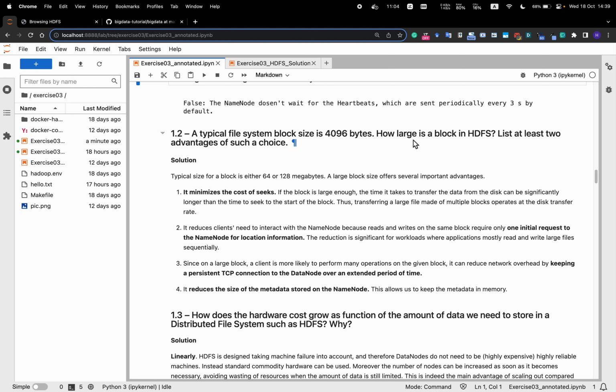First, it minimizes the cost of seek, because typically in a hard disk you have mechanical heads, and moving heads around is typically more expensive than just reading a sector. So if you have a larger amount of data, once you move your head to the position, you can read a large amount of data. This amortizes the cost of moving the heads. Also, it reduces the number of connections you need to make, and sometimes you can have a persistent connection for multiple operations.